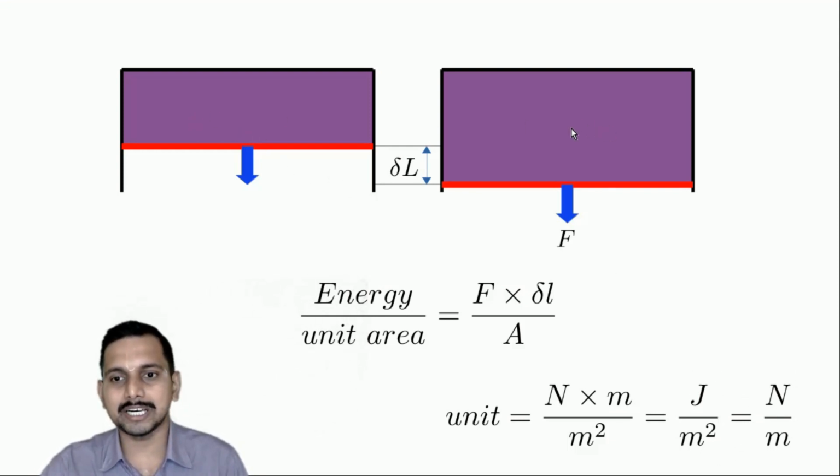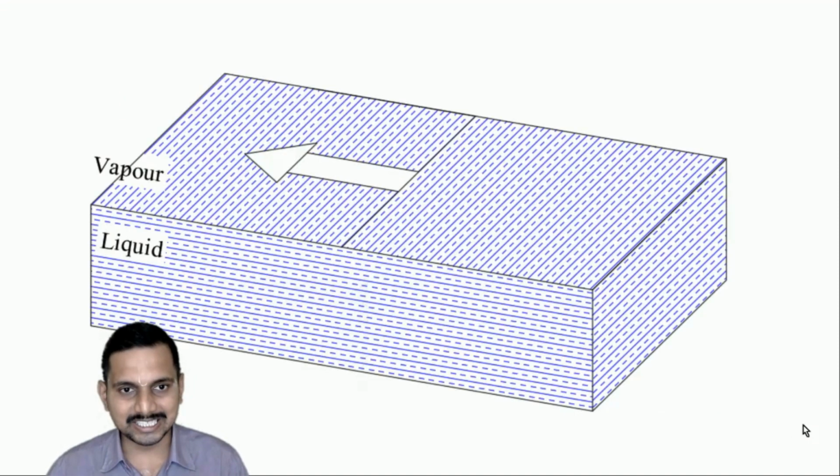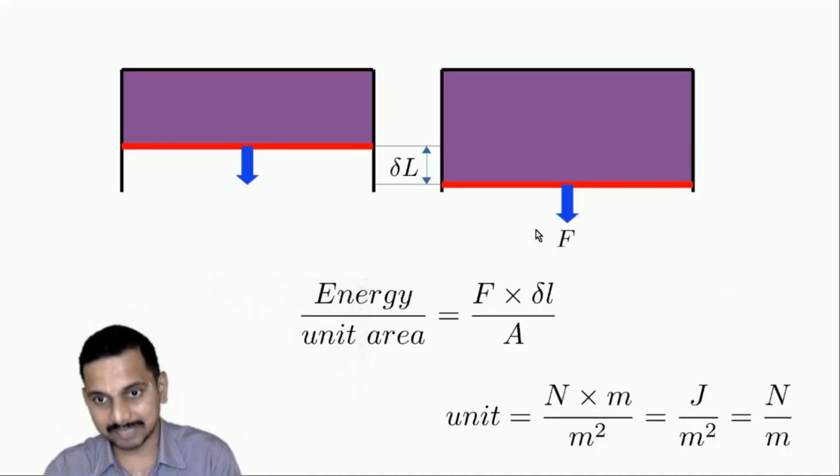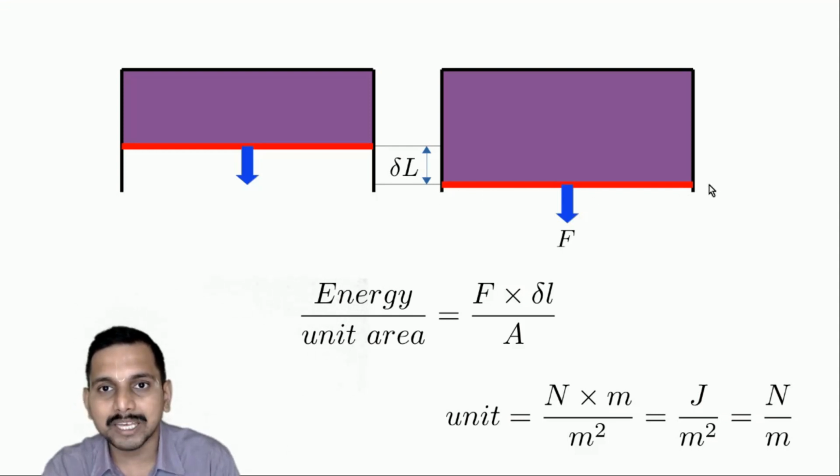Now, this representation we have understood in terms of creation of new surface. But for the representation Newton per meter, force required per meter, we will try to understand how this force is required per meter. We will understand again here. This force required is per meter of the length of this soap film, that is very important here.